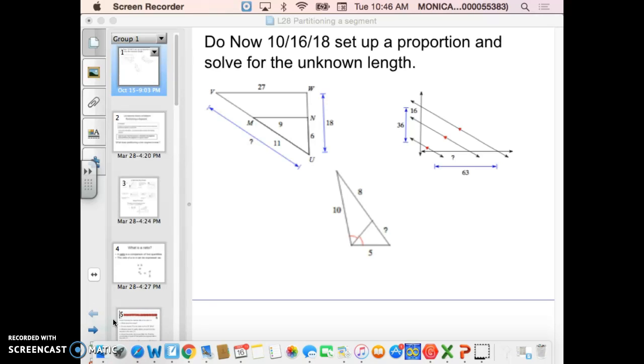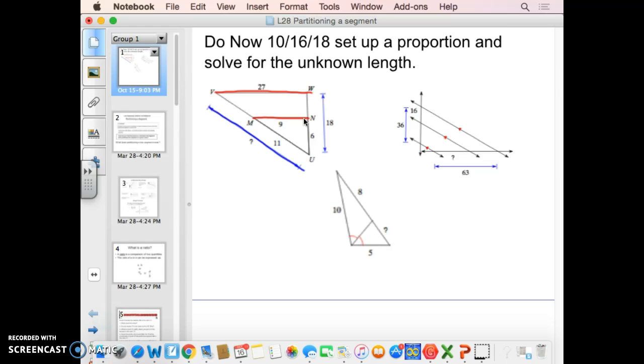So basically when you look at this, I see that 9 and 27 correspond to each other. And then I see that 11, this is what I'm looking for. Sorry, not 11. 11 and 6 and 18 are going to correspond to each other. 11 and 6 are extra information that I don't care about at this time.